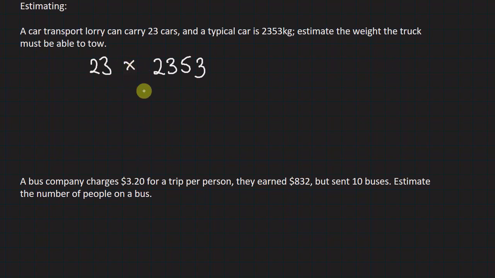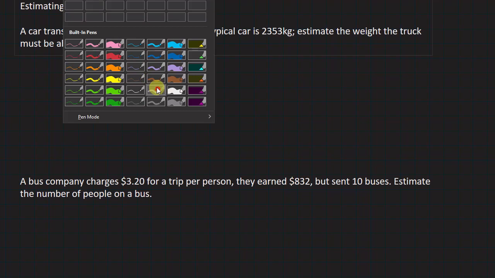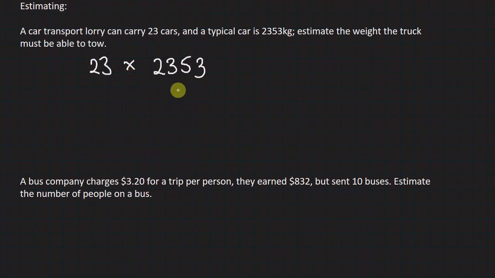There we go. So the normal calculation will be each car is 2,353 kilograms, so we multiply the two, and that will give me an accurate answer. But we just want to know roughly how big it is. So I don't need to know the numbers exactly, I just need an idea of how big the lorry needs to be.